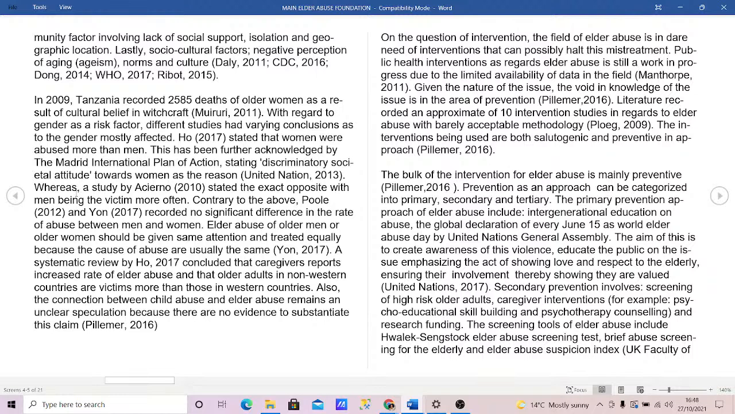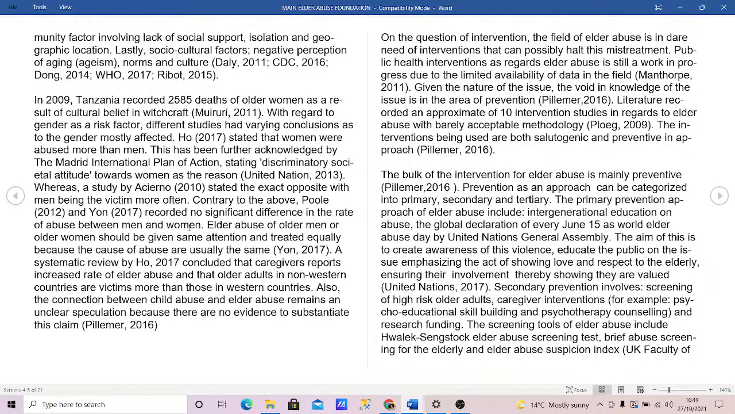Let's go a bit further. As in, the critical analysis in this aspect is amazing. Sometimes I look back at some of the work I've written and I can't believe I wrote it, but it's really amazing. Now here, "whereas a study by Asiano 2010 stated the exact opposite, with men being the victim more often." Now, "contrary to all the above that has been listed, Poll 2012 and Neon 2017 recorded no significant difference in the rate of abuse between men and women." If you haven't watched my previous video on critical analysis, I think you need to watch it. Now, this is a textbook example of critical analysis.